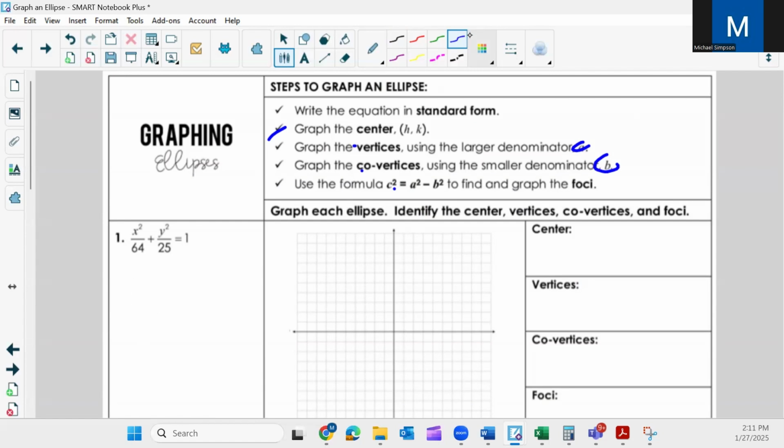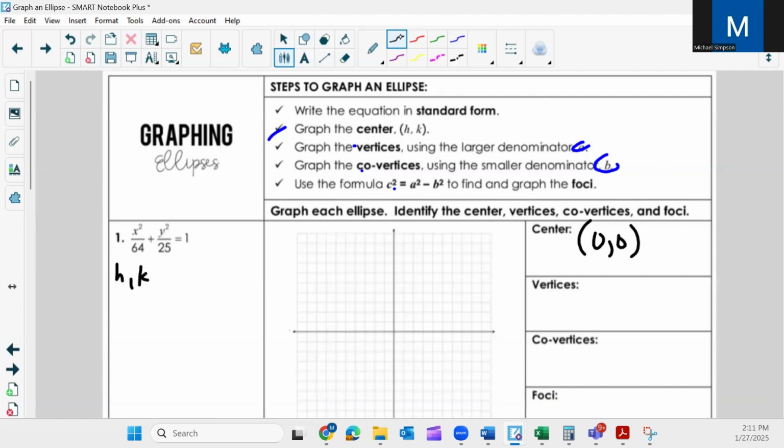Okay, what is my center? H, K. Number 1. What's my center going to be? Zero. Right. There's the H and K values. So the center is 0, 0. Okay, that's my center. Good.